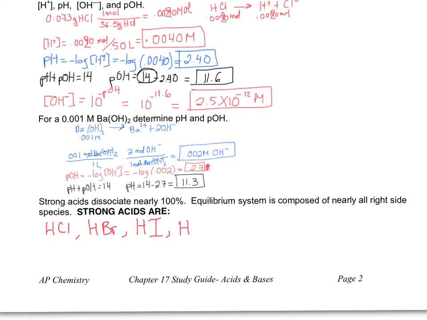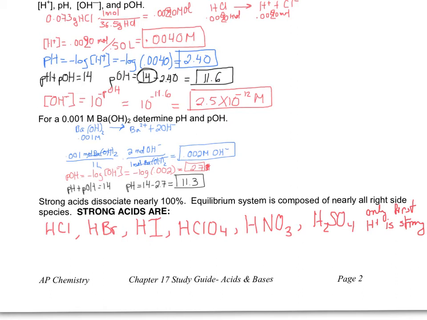Also, HClO4, this is perchloric acid. Then we have nitric acid, HNO3. And then we have H2SO4. Now, sulfuric acid, H2SO4, is the only strong acid that has 2 hydrogens in it. However, only the first H is strong. What that means is only the first proton dissociates completely. The other one does not dissociate completely.